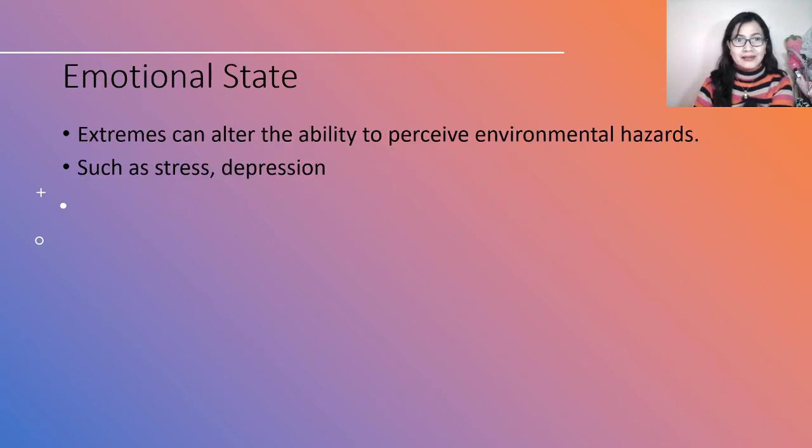Next is emotional state. This can alter the ability to perceive environmental hazards. For example, if you're not feeling well emotionally, you're under stress, there's depression, sadness, feeling of being alone. If you are in this state, you are not mindful of where you are going, and you are increasing your possibility of getting injured.